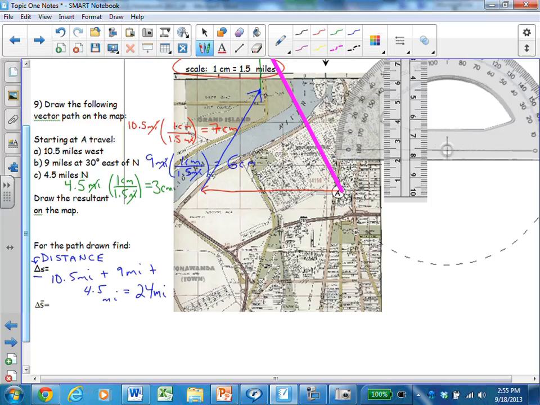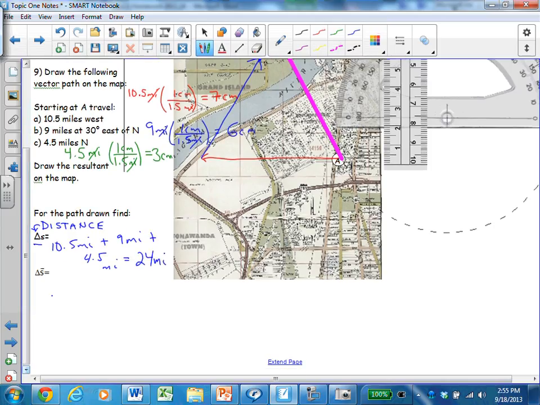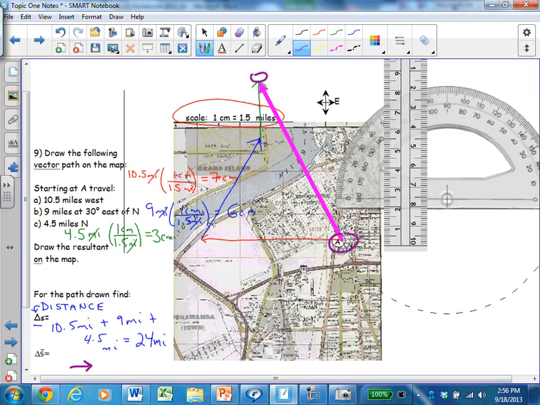Now this delta S with an arrow over it looks like this. Actually, that's delta S. That is the displacement. And that's the value from where you started to where you ended. So this vector here, the resultant sum of all three vectors, is the displacement.